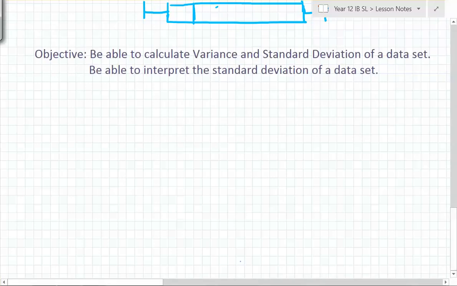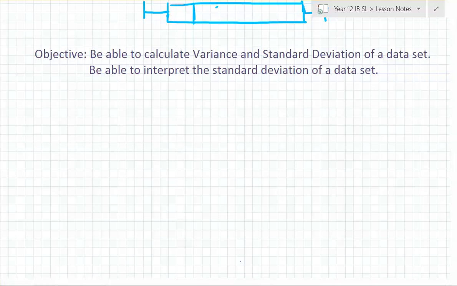Right, guys. So what we're going to talk about, two things. They're linked actually. The more important one of the two really for you is standard deviation. But in working standard deviation out, you work out variance first.